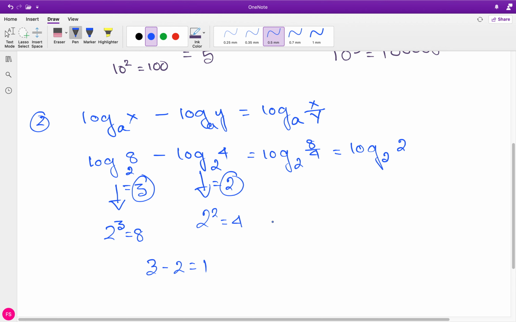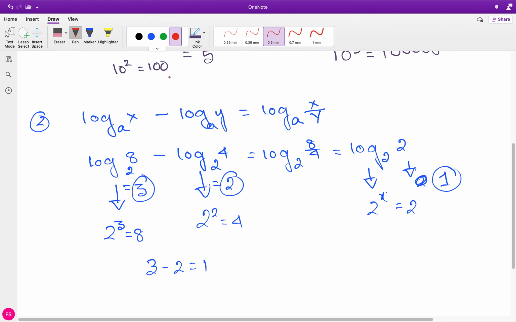That means if the formula is right, then this will give us 1 as well. Now let's evaluate this. 2 to the power of what is 2? It's easy because 2 to the power of 1 equals 2. So the power has to be 1. So this equals 1. This proves our formula. 3 minus 2 equals 1. So we can say this formula is correct. And this is our second rule.